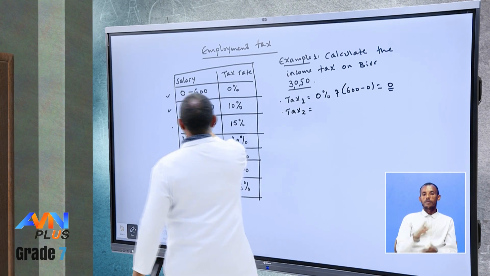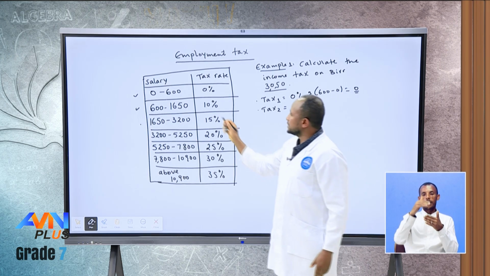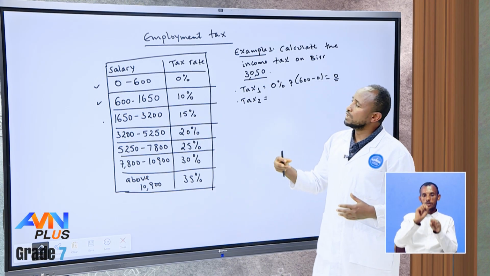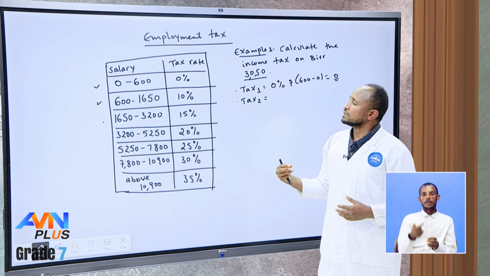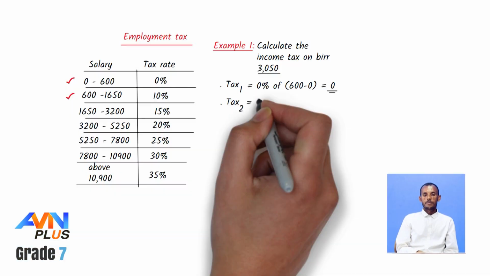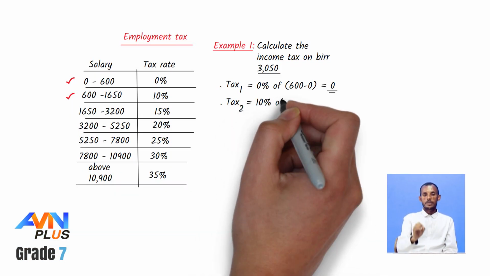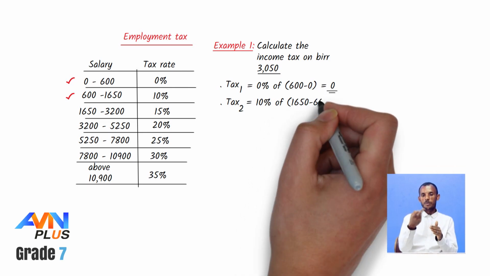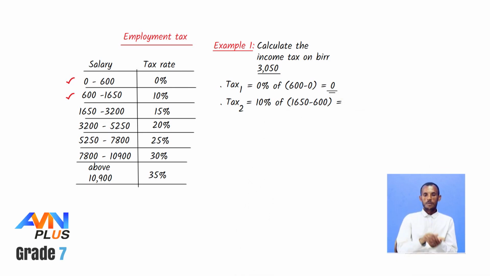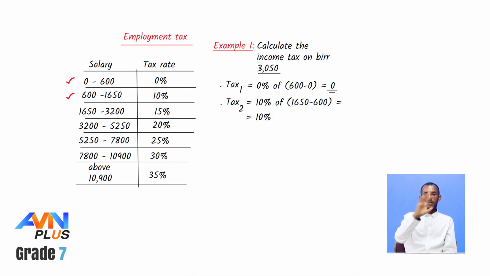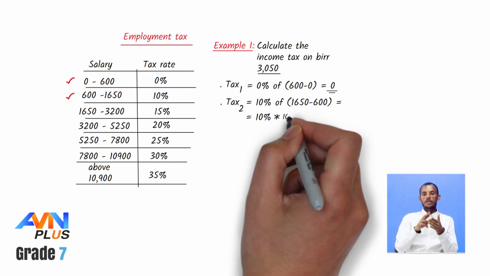For this interval, the tax paid will be 10% of the difference, okay? On this interval, you have to calculate the tax as 10% of the income in this interval. Therefore, tax 2 will be 10% of the difference of the two, thus it is 1,650 minus 600. So on this range, the income tax paid will be this amount.